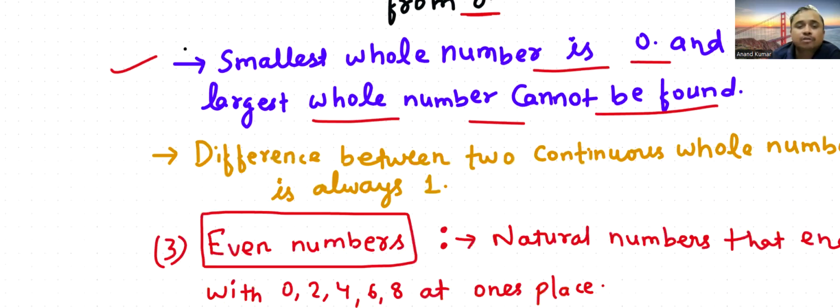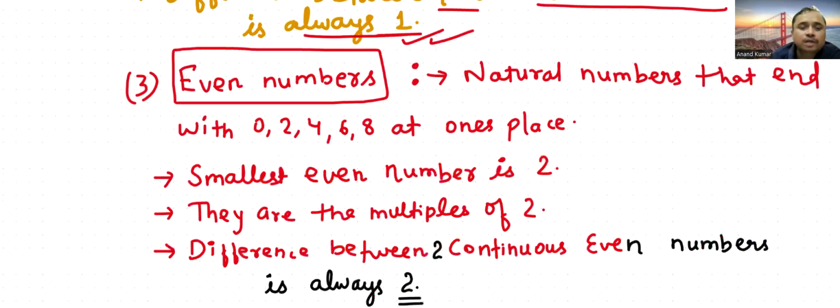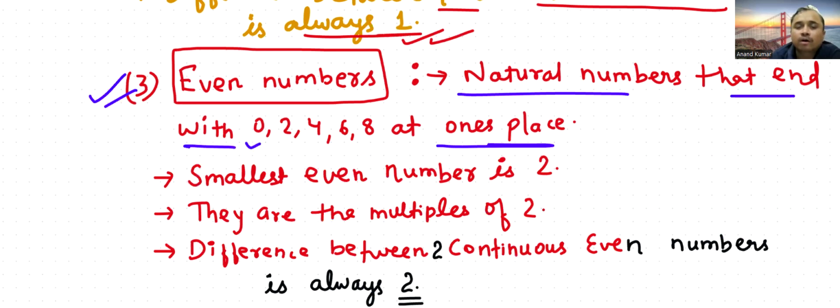In the same way as natural numbers, the difference between two continuous whole numbers will always be 1. Okay, the next category in the types of numbers is even numbers. The best way to identify even numbers is to check their ones place digit. The natural numbers that end with 0, 2, 4, 6, or 8 at the ones place will be considered even numbers.